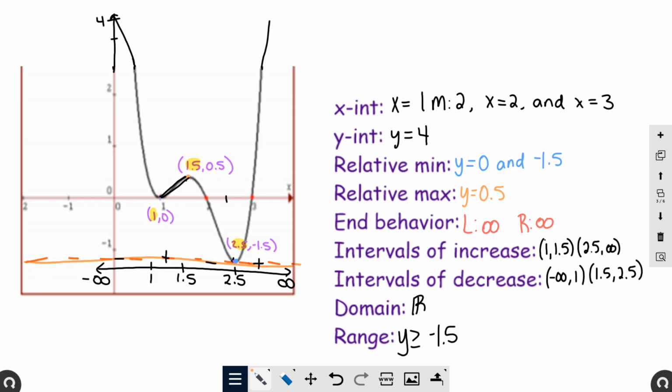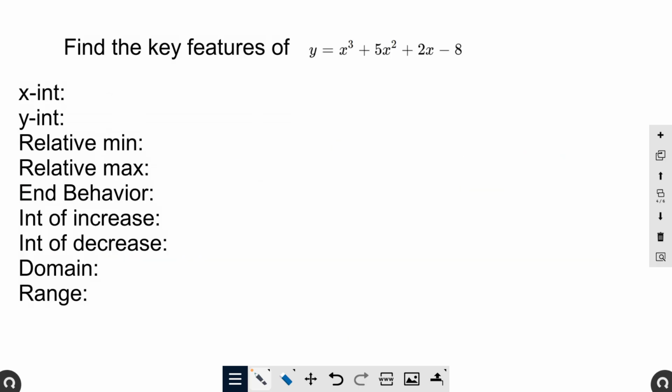But now let's look at what if we have the same type of question, but I give you a specific equation. There it is. Let's see if I can get that equation straight. This is the equation that we're going to find our key features of.